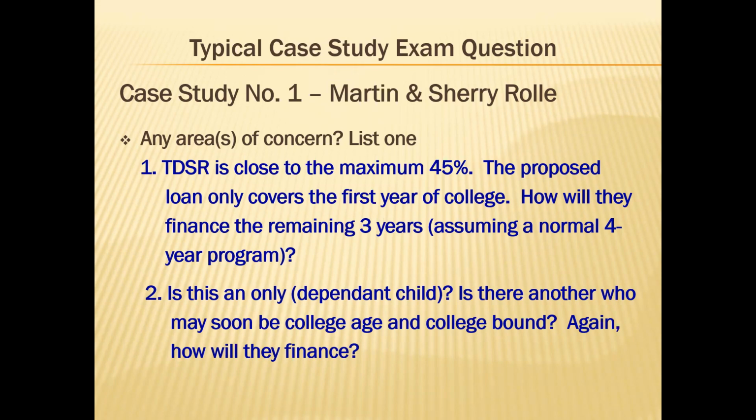Okay, so those are some areas of concern that you may have, particularly with Martin and Sherry rule. Everything else is fine, but when it comes down to this, you may say, listen, we can help you finance the first year. It might be, but we can't do anything after that. That would be one of the facts of life. So we can help them in this instance, but going forward, we may not be able to assist.